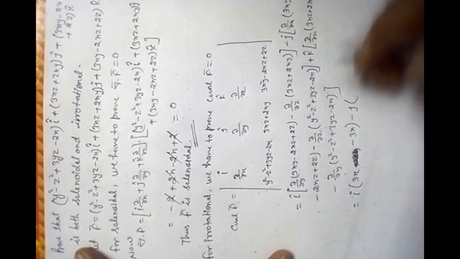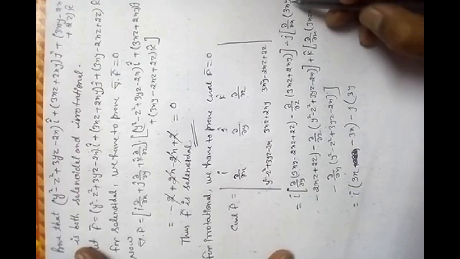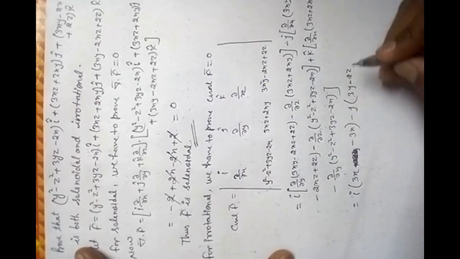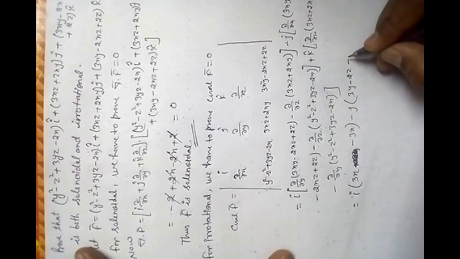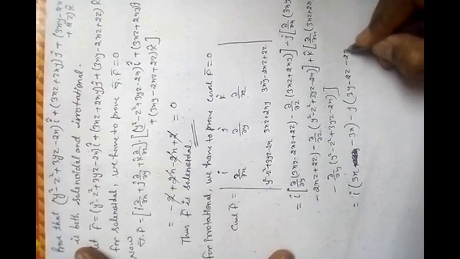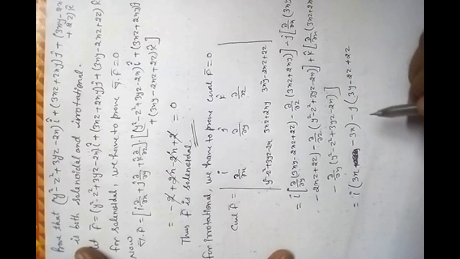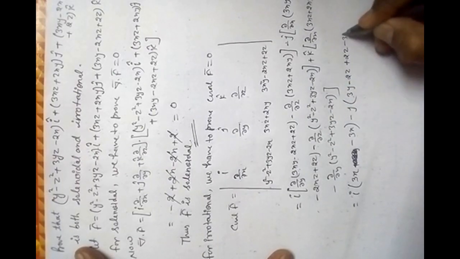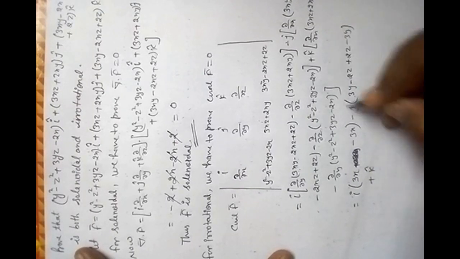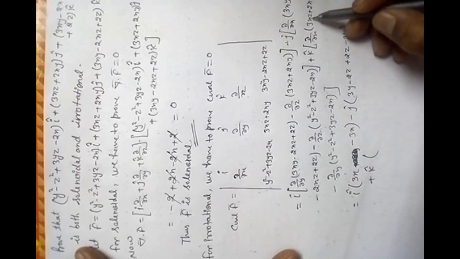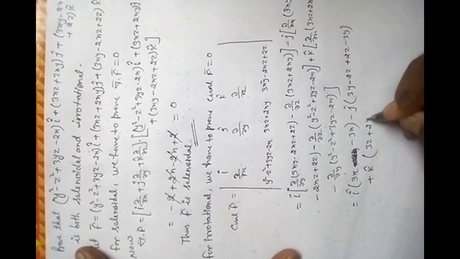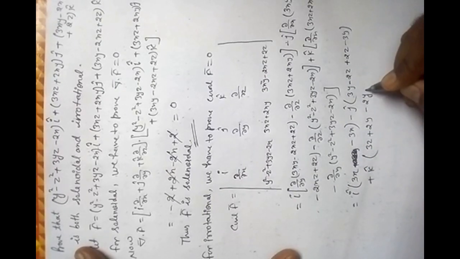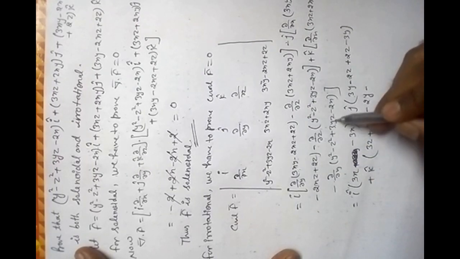minus j, x, 3y minus 2z, minus z, minus 2z which is minus plus, and minus 3y, plus k vector into k, x, 3z plus 2y, here minus 2y and minus 3z.